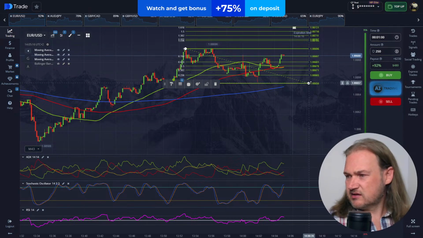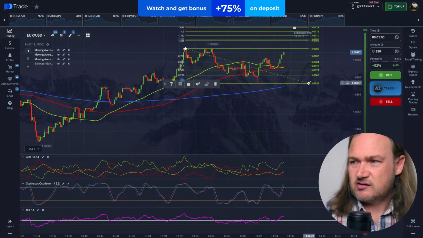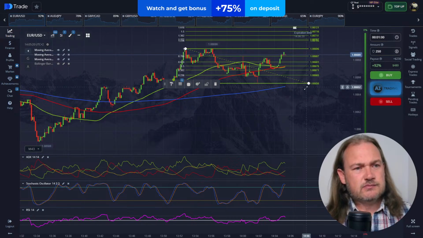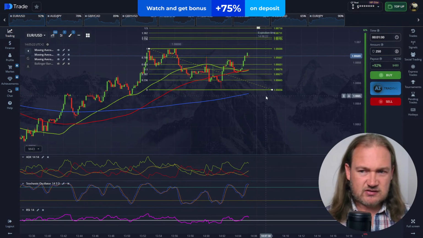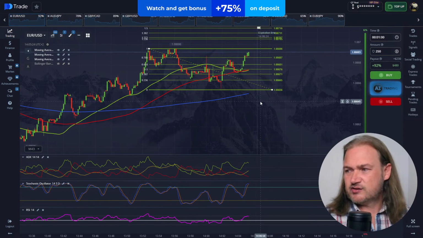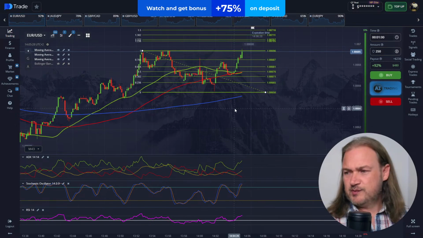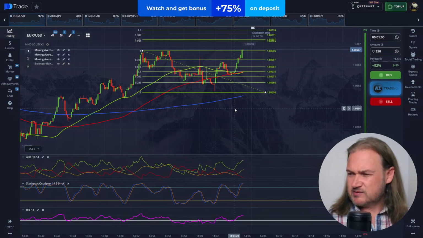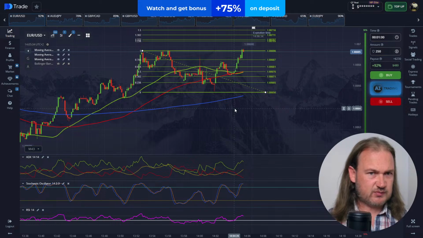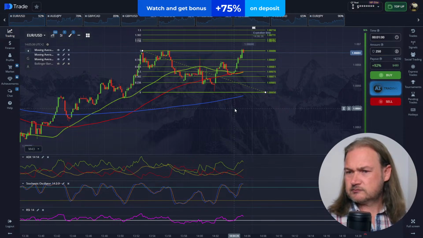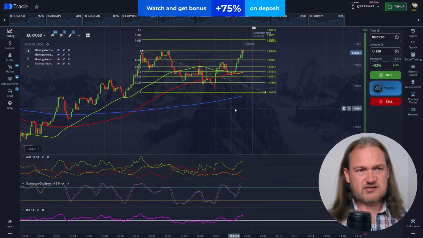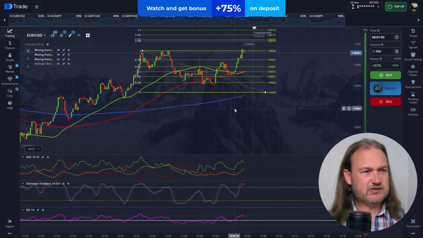We are currently 5 minutes into the US session. We've got some data coming out in 25 minutes. We've got unemployment claims coming out today, and I believe it's the CPI coming at 2:30, so that's 25 minutes from now, and we can definitely expect some movement.